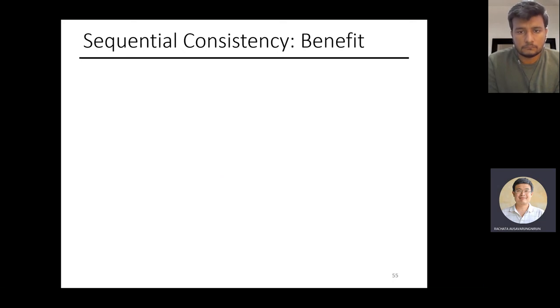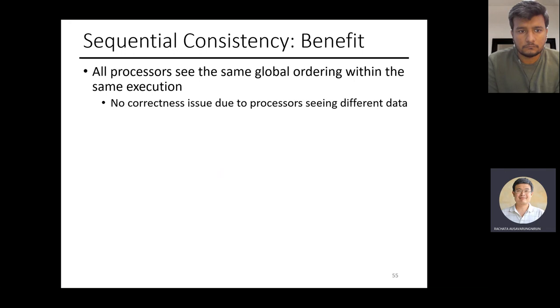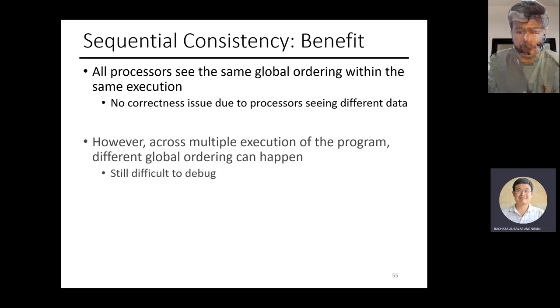What are the benefits? Again, now you ensure every single processor would see the same global ordering within the same execution. There's not going to be a correctness issue due to a processor seeing different data. The processor will not see different data unless it's a bug in your software. However, multiple executions of the program can see different global orderings, right? And this can be difficult to debug.